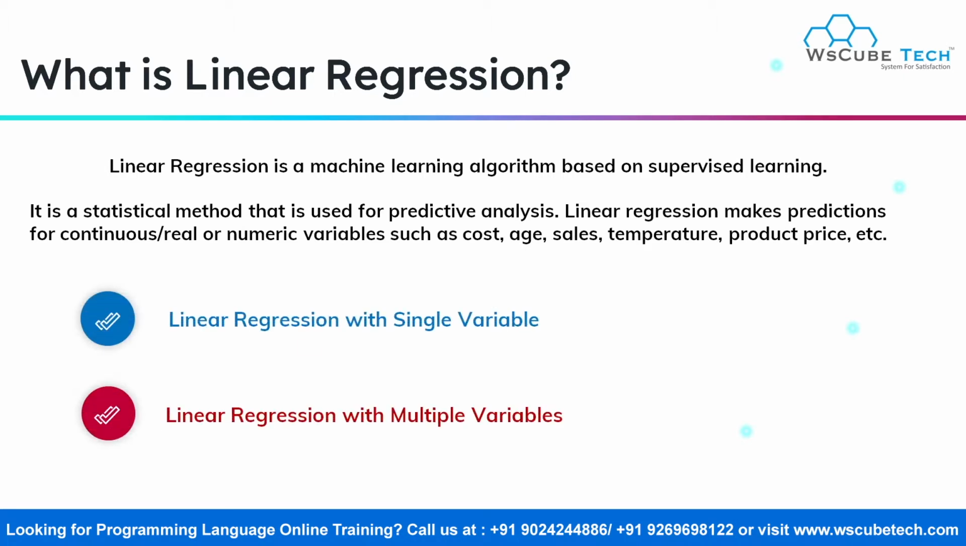Now there are two main types of linear regression. The first one is linear regression with single variable, and the second one is linear regression with multiple variables. In this video, we are going to talk about the practical stuff with linear regression with single variable, and in the next video, we are going to talk about linear regression with multiple variables. Now let me give you real life examples of linear regression.